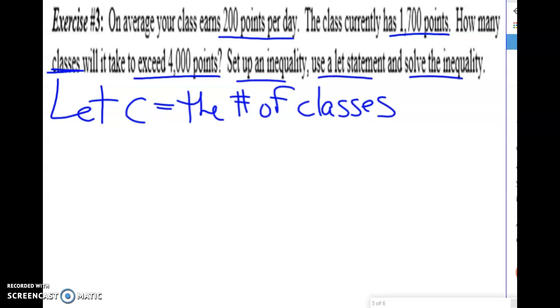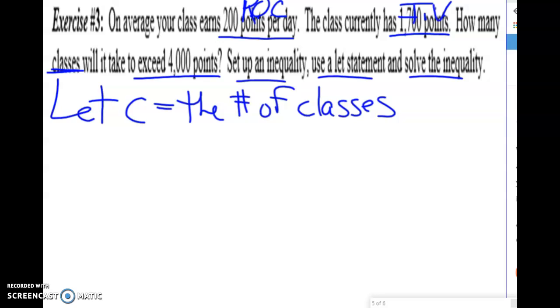And now let's go back and do some annotating. We've talked about slope and y-intercept and rate and initial values so much. I hope by now we can really identify these quite easily. 200 points per day. Rate of change, right? That is your rate. 1,700 points already. That is your IV, your initial value.